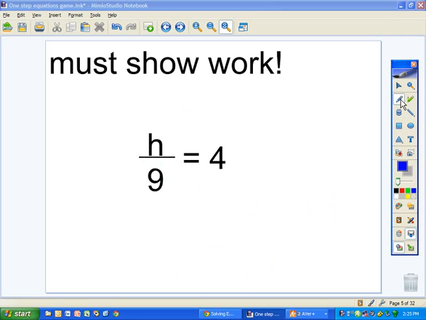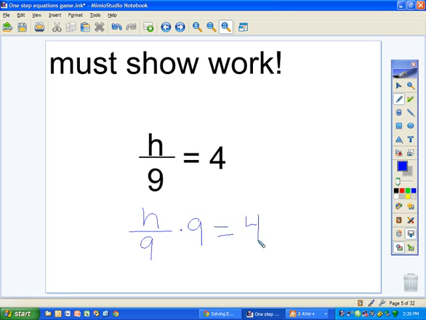So if I take h divided by 9, I just want to do the same thing I did in my previous problem. I want to drop the whole entire problem down to make it nice and neat. H divided by 9 down. Once again, it says divide by 9. I want to multiply by 9. Then I want to drop my equal sign, and I want to drop my 4. And on the right side, or excuse me, on the left side, if I'm multiplying by 9 on the left side, I have to multiply by 9 on the right side.